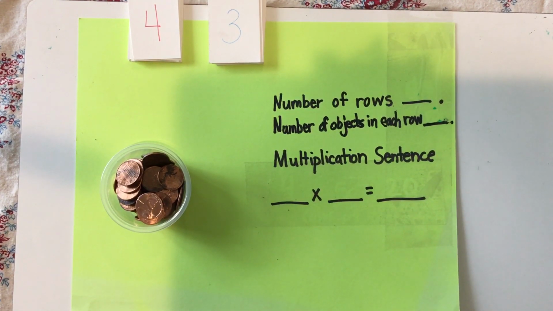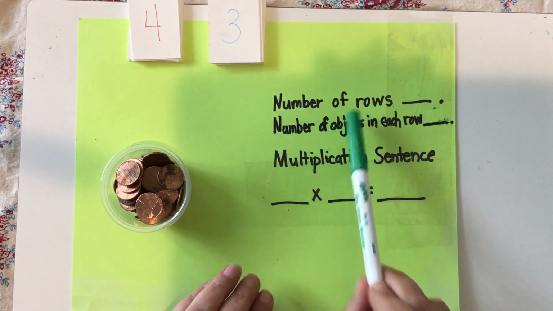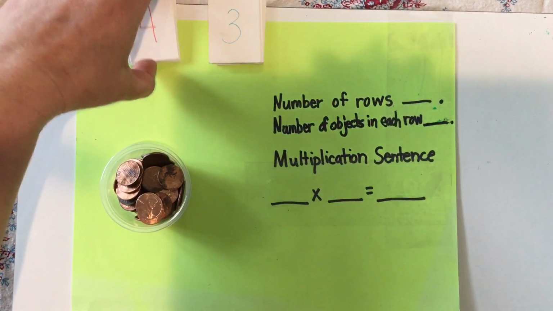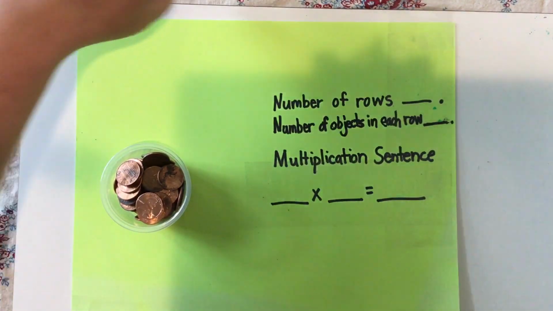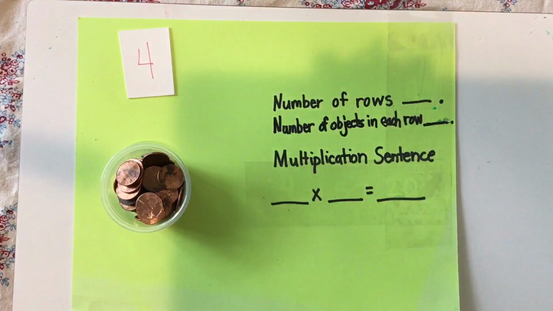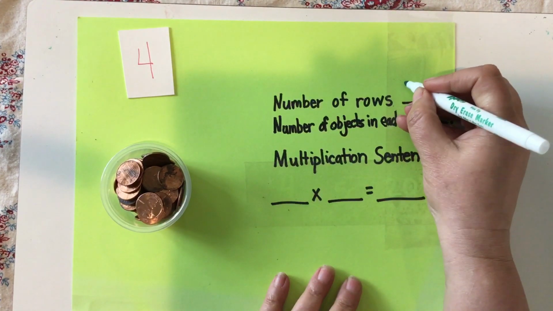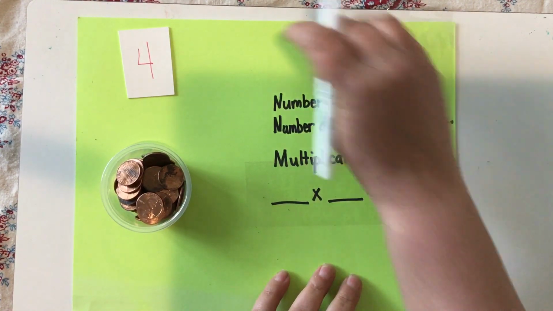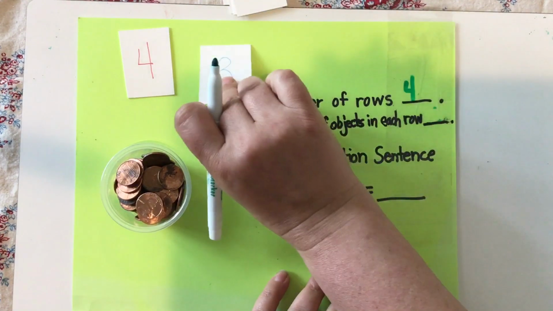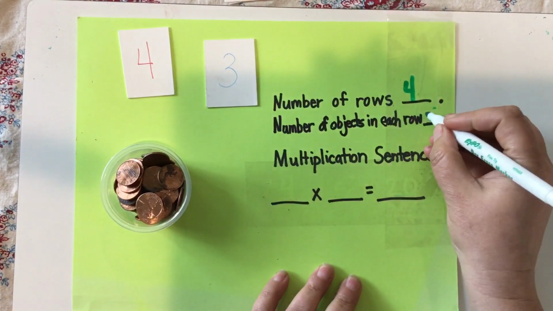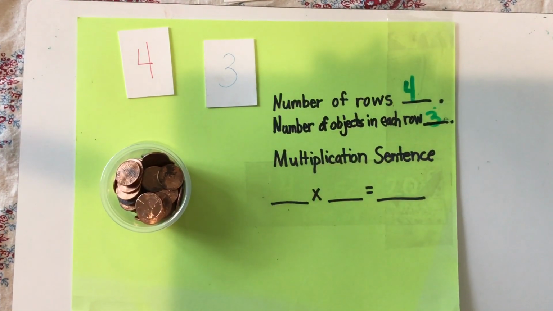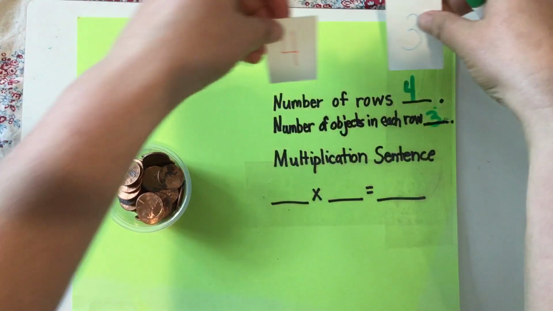So let's start. Number of rows. So I'm going to take the first card, which is a 4. So number of rows. I'm going to have 4 rows of 3. So now I'm going to build it with my collection.